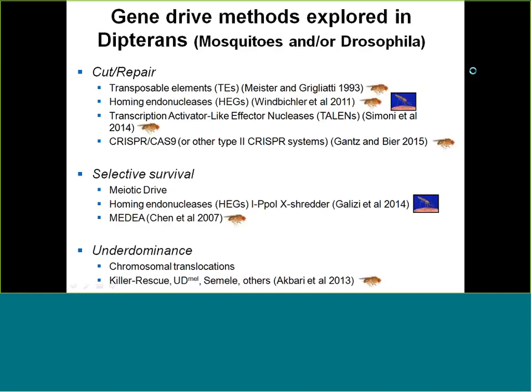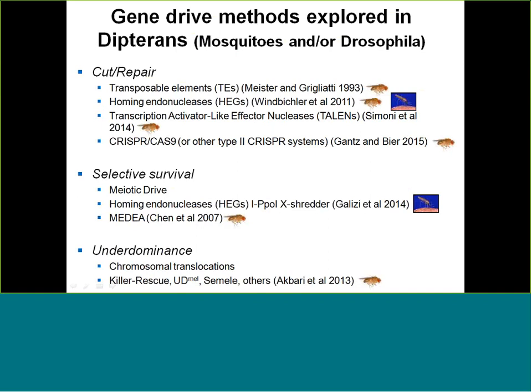So, the CRISPR-Cas9 system that's been in the news quite frequently now is just one of many different gene drive methods that have been explored in dipterans, mosquitoes, and also Drosophila as a model organism for mosquitoes. And I've categorized these into these cut-repair type enzymes, which includes transposable elements, homing endonucleases, other designer nucleases like TALENs, and of course CRISPR.